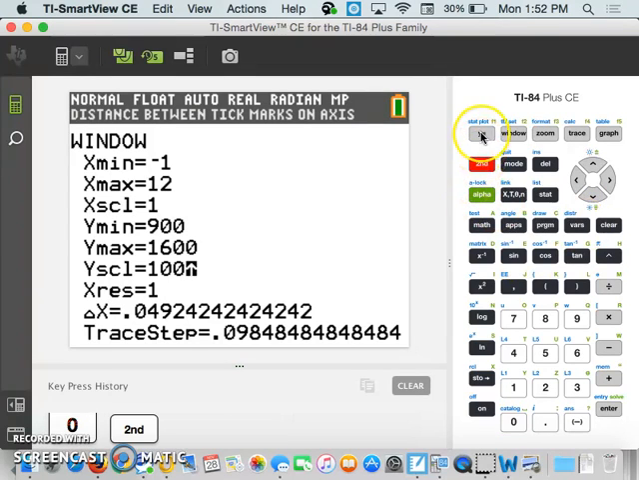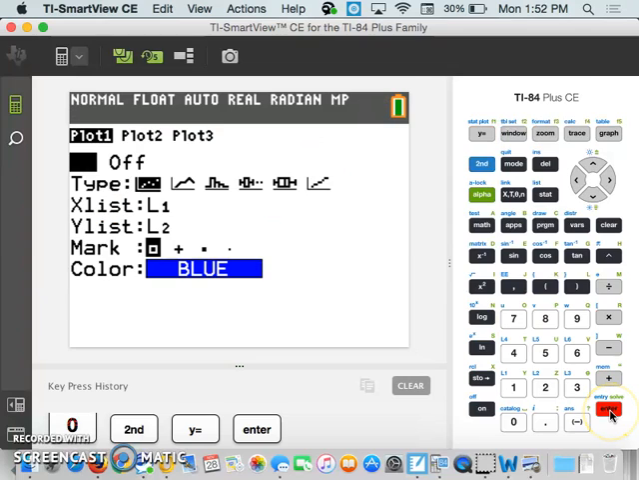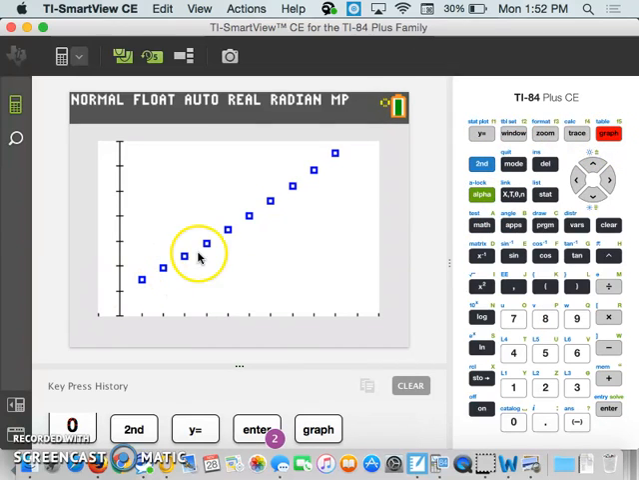And then I'm going to make a scatter plot, so I want to do second y equals. I want to make sure my first plot is on, so enter, and then definitely click it so it's on. And then I push graph, and I get a very nice plot here, and this looks like it's a straight line. So let's go ahead and run regression and see what we end up with.